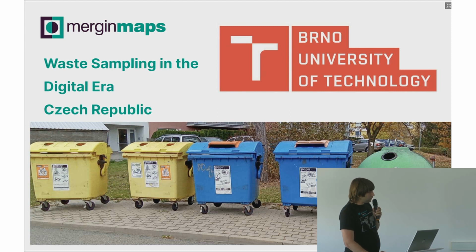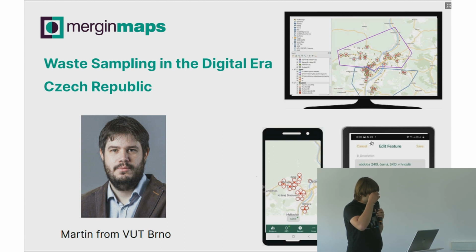It's for EU requirements, so the grant was for finding out the percentage of different types of waste in different types of recyclable systems. So they used Mergin Maps to track the position of the bins, the passportization of the bins, and then analyzed and took some attributes of it.